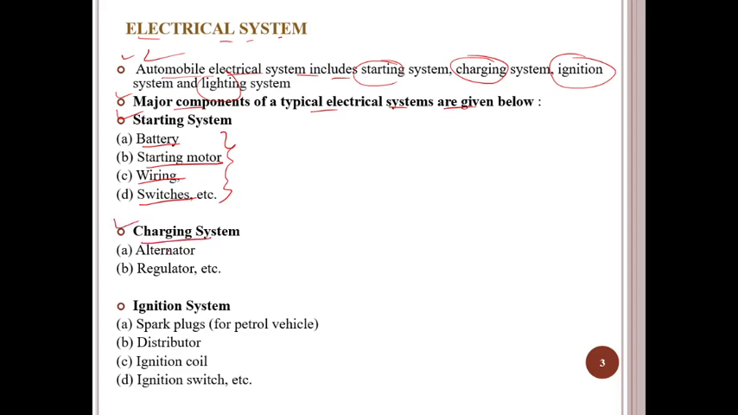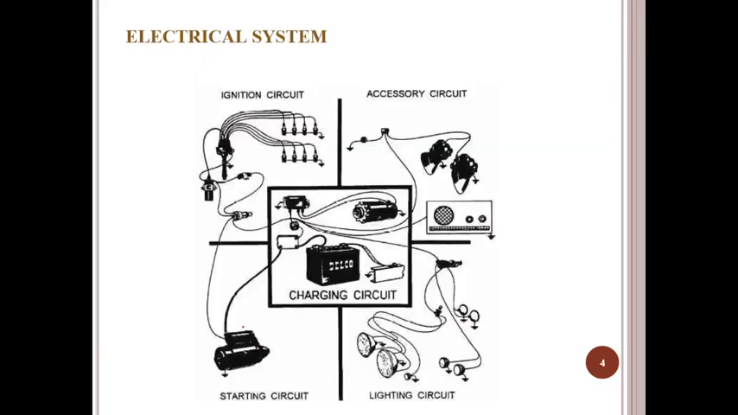Second is the charging system. The automobile electrical system is charged with the help of the alternator and the regulator. These are the two components, A and B, which are used for charging of our automobiles. Third is the ignition system: spark plug, distributor, ignition coil and ignition switch. The spark plug, we know, is used in petrol vehicles.